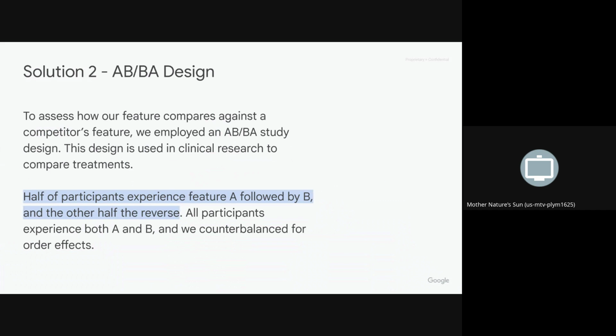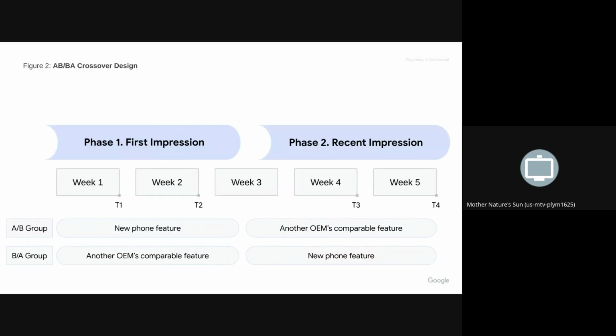In tandem, we also used another design. To assess how our feature compares against our competitor's feature, we employed an ABBA study design. This is also used in clinical research to compare treatments. So half the participants experience feature A, followed by B, whereas the other half experiences it in reverse. This allows all participants to experience both A and B in a counterbalanced order. So you can see there's an AB group and a BA group.